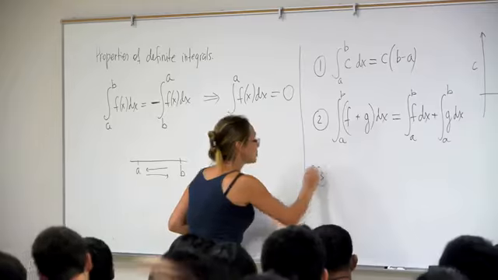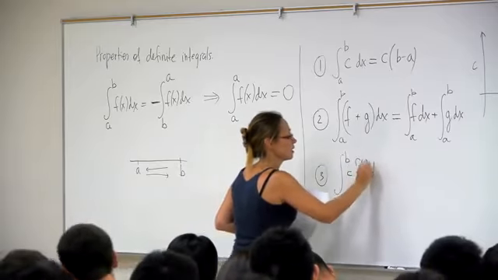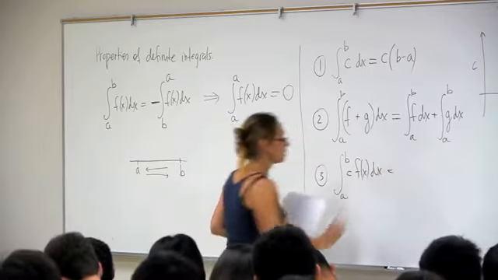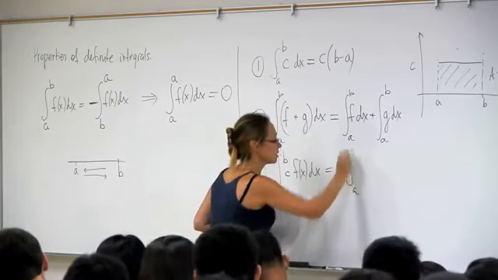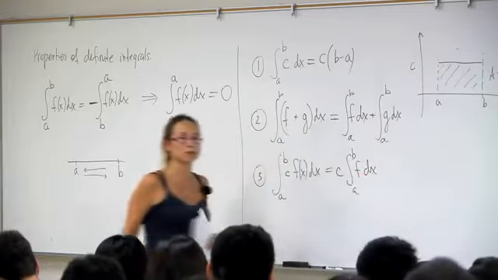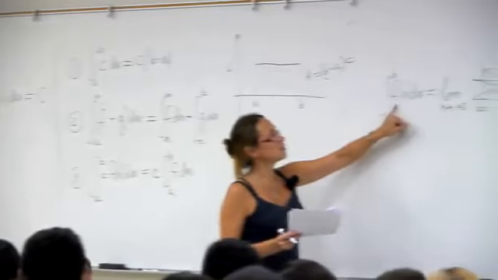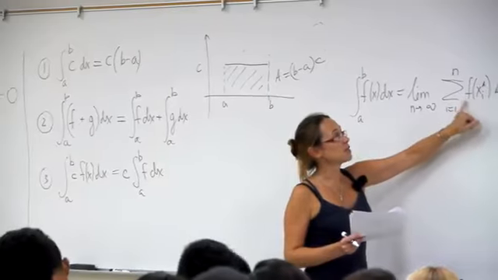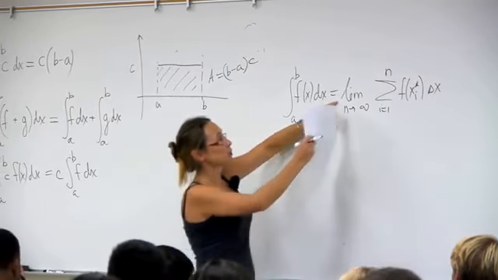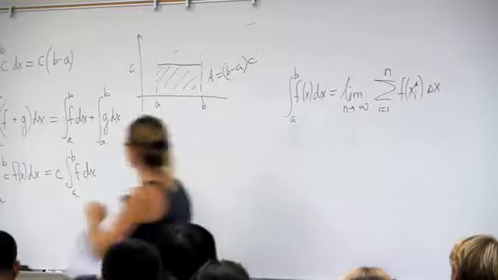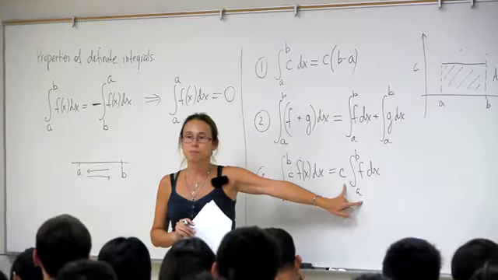Okay, property number 3. The integral of a constant times a function is given by the same constant times the integral of the function. Proof? We go here again. If we have c times f here, then we have c times f here. C comes out of the sum. C comes out of the limit. And what we have is c times this, which is given by the integral times c.